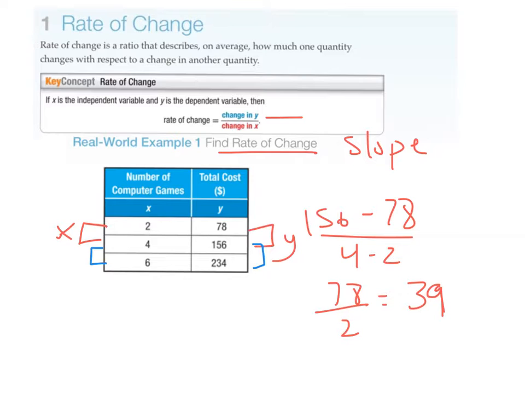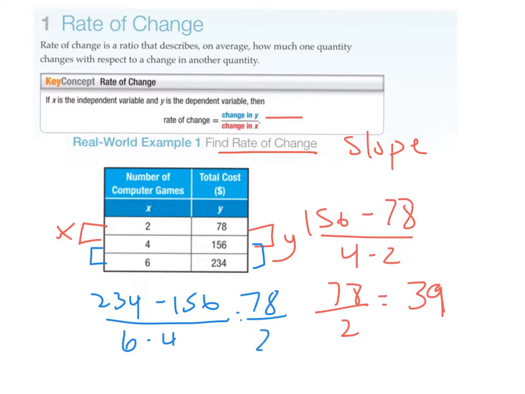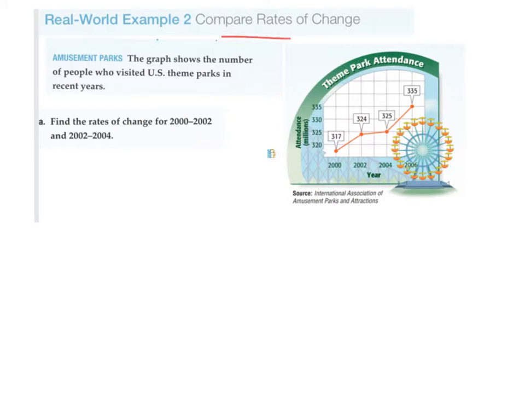So if I take 234, subtract 156, and I put it over 6 minus 4, I get 78 also over 2, which is the same thing as 39. So this is what's called a constant rate of change. So now we can compare rates of change.